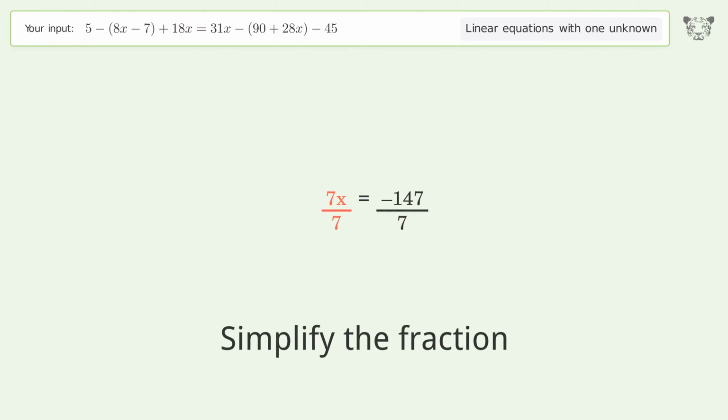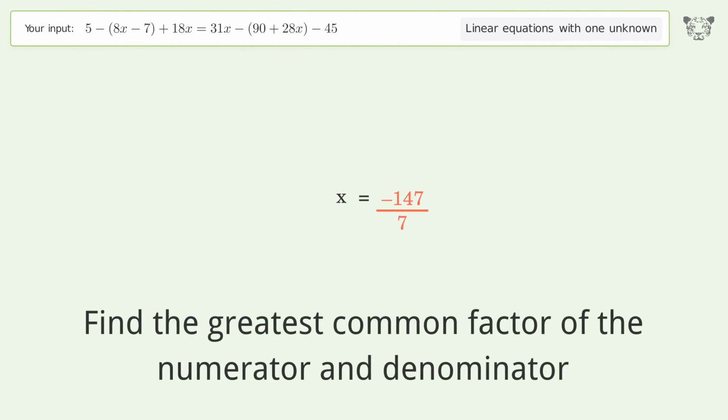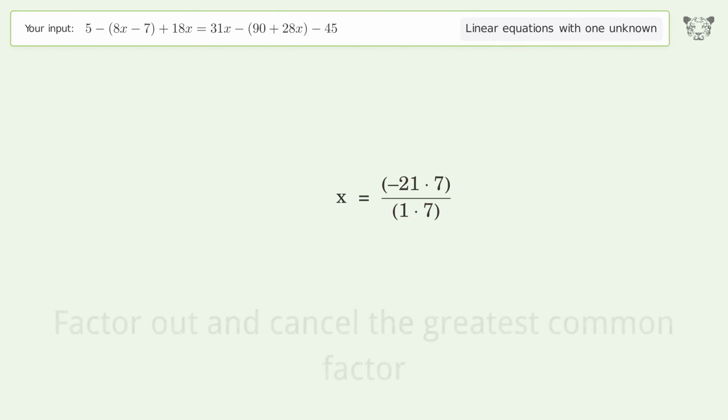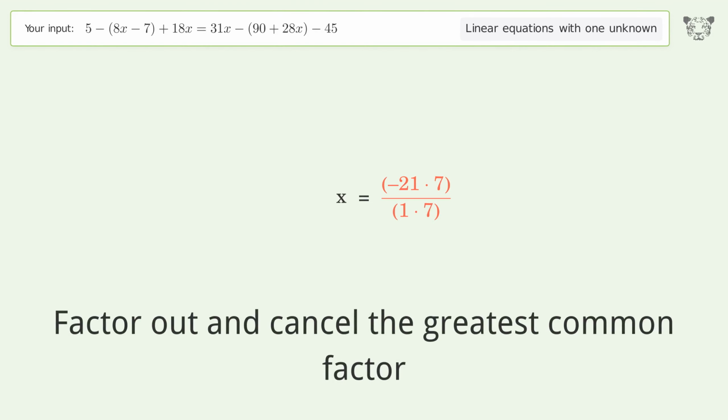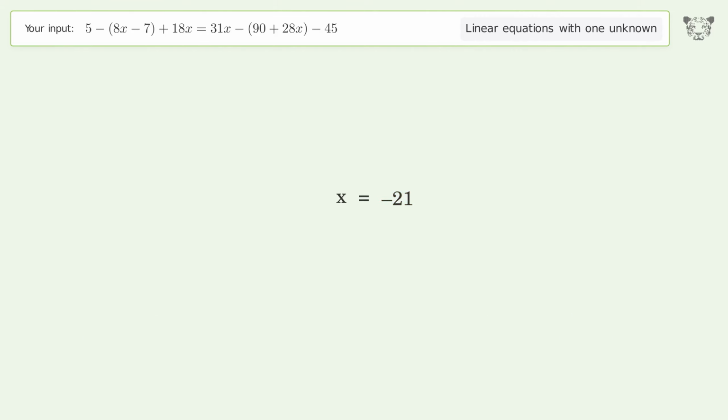Simplify the fraction. Find the greatest common factor of the numerator and denominator. Factor out and cancel the greatest common factor. And so the final result is x equals -21.